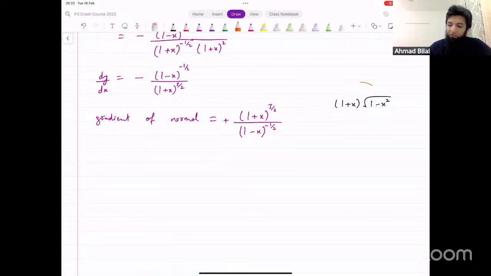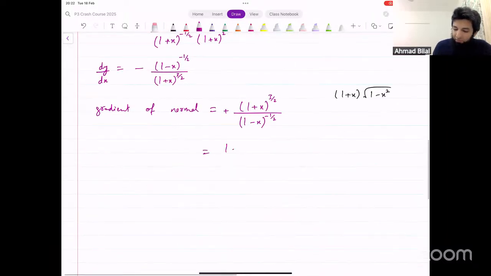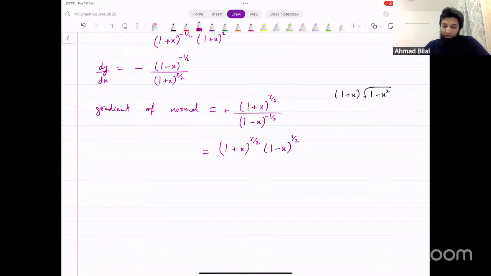Now, first of all, there's no fraction here, right? That means we want to get rid of the fraction, so we can bring the denominator to the numerator. What does that become if we do that? It becomes (1 plus x) whole raised to power 3 over 2 times (1 minus x) whole raised to power 1 over 2. So when this comes to the numerator, the power becomes positive. Okay, now how do we go from this to this? Any idea about this?